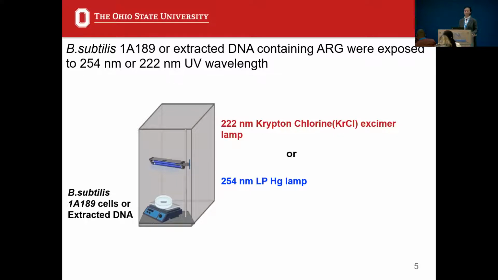Great presentation. Knox, I'm with UNC. So I had two questions. One was, was the Bacillus you were using vegetative or was it a spore? And then the other question was, if 254 has higher absorption by DNA, why do you think 222 was more effective?